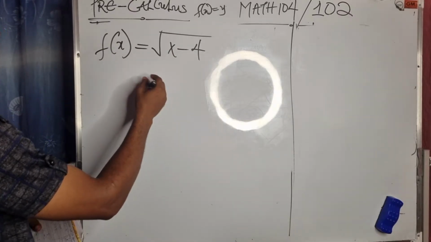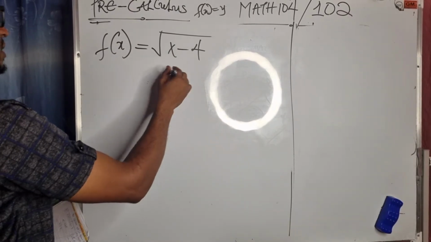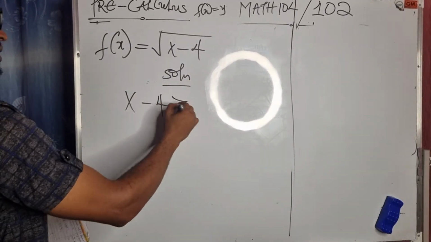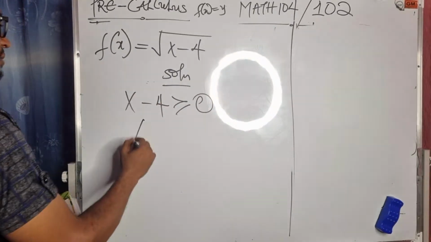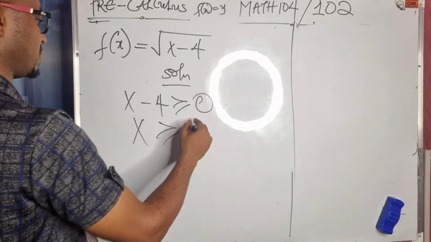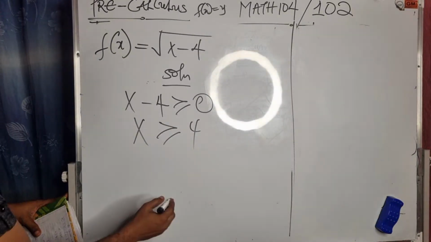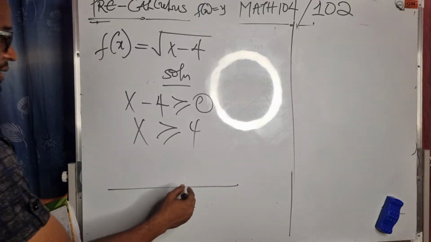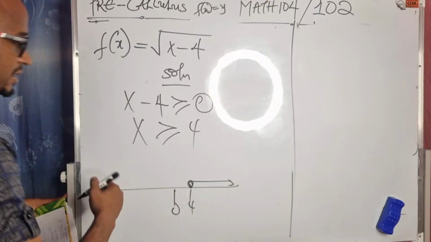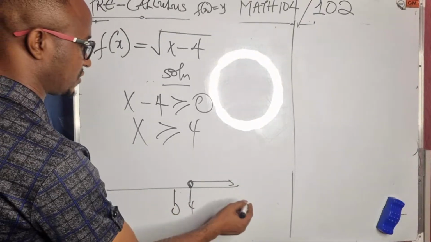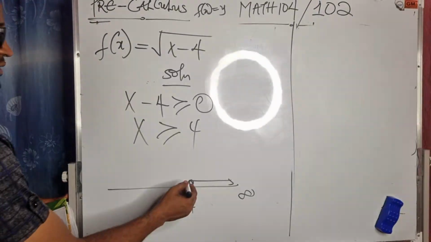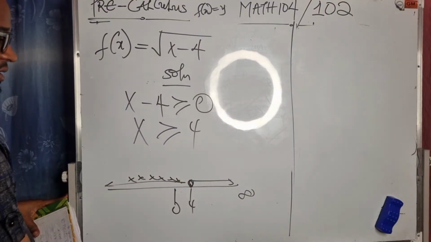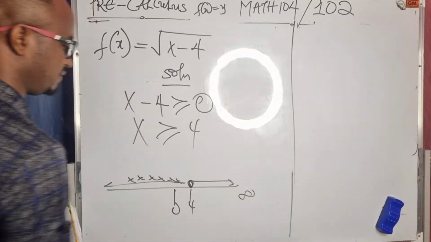What we do here, as I've already taught, is we say x minus 4 is greater than or equal to 0. That means our x is greater than or equal to 4. It means the numbers on the number line, 4, 5, 6, 7, 8 to positive infinity. All the numbers less than 4 are excluded. They are not part of the domain.